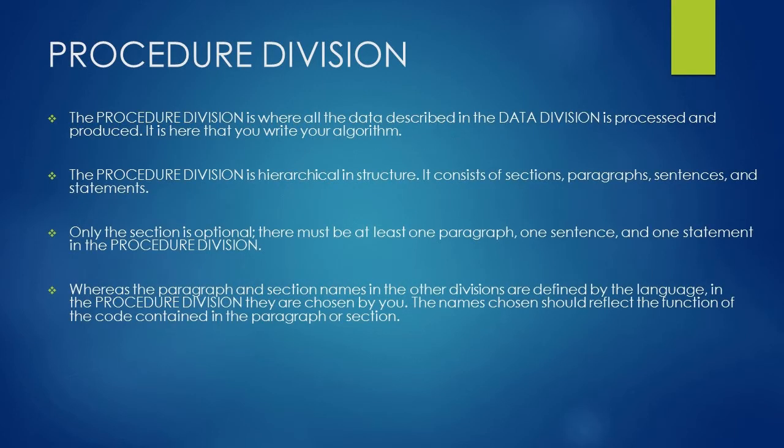Whereas the paragraph and section names in the other divisions are defined by the language, in the procedure division, they are chosen by the user, or you. The names chosen should reflect the function of code contained in the paragraph or section.